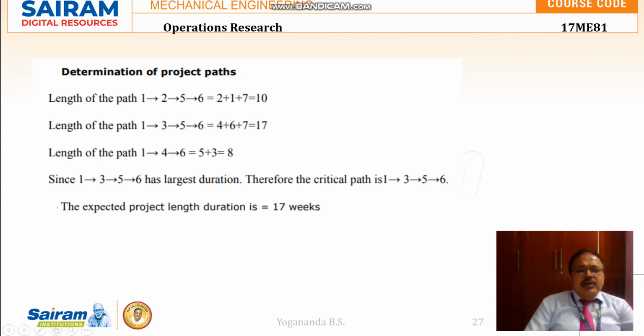So this path will be considered as the critical path. The other paths have completion of activities in 10 hours and 8 hours duration. This path has the three activities 1 to 3, 3 to 5 and 5 to 6 which consume totally 17 hours, or 17 days or 17 weeks, whatever the project duration is.